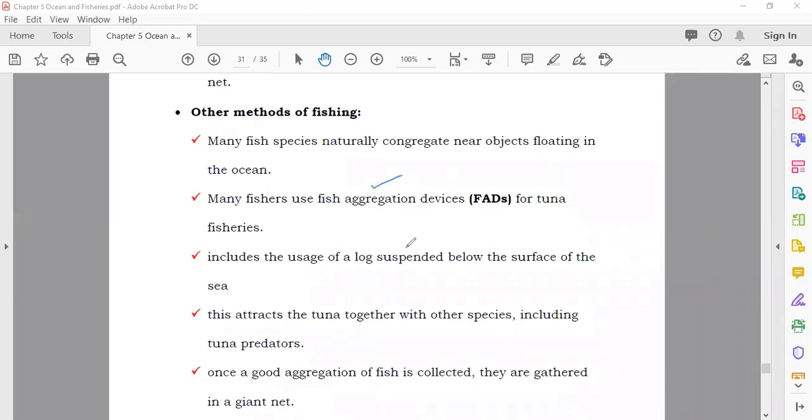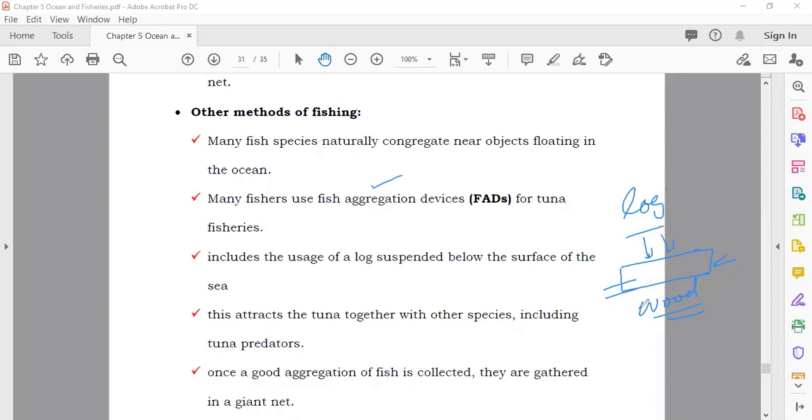They include the usage of logs suspended below the surface of the sea. So they are putting a log. A log, you know, is a big piece of wood. They put it under the sea, and the tuna fish come near to that one and they catch them. So this is another method to catch the fish easily.